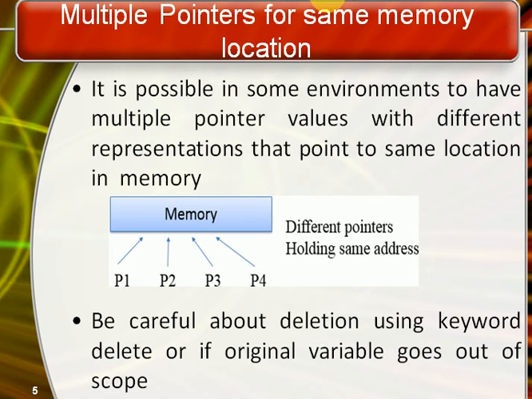Multiple pointers for the same memory location. It is possible in some environments to have multiple pointer values with different representations that actually point to the same memory location. In this case, pointer variables p1, p2, p3 and p4 are holding the same memory address. So be careful about deletion using the delete keyword, or if the original values go out of scope.